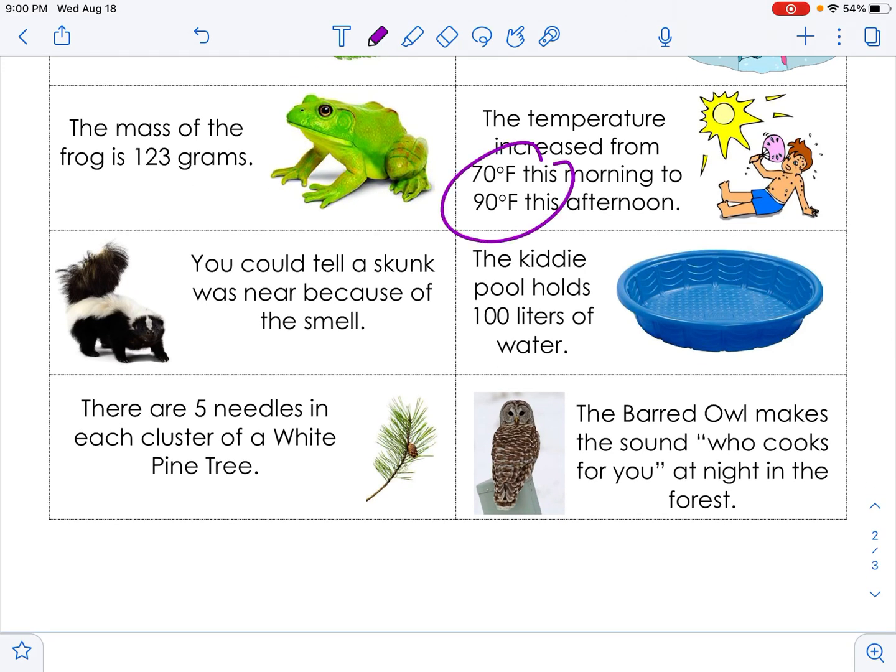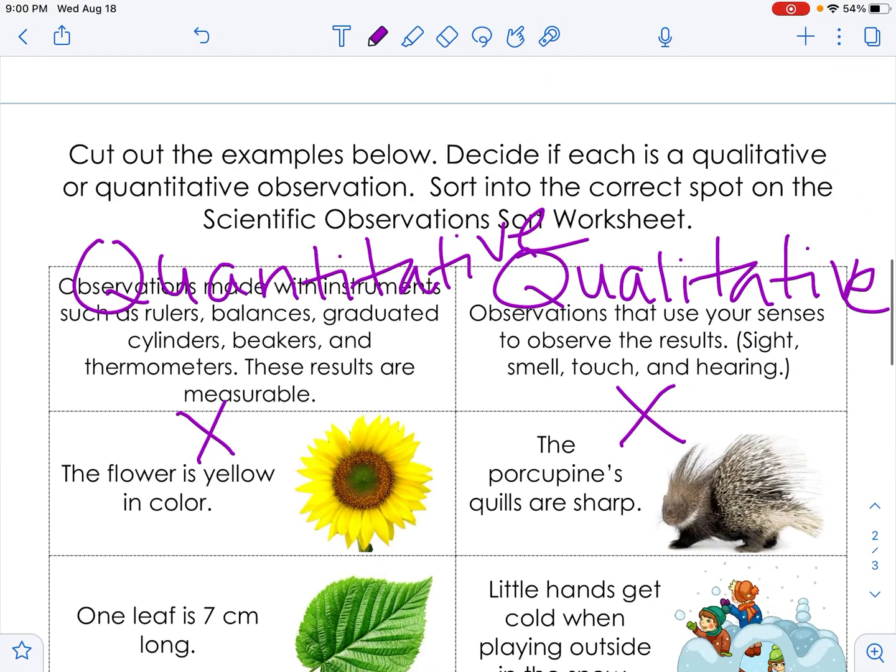Alrighty, I will have this attached a little bit later for you to check your answers. Your biggest takeaway here is that there are 2 types of observations: one that involves your senses, and the other one that involves some type of measurement, okay? Alrighty, I hope that helps with this first assignment.